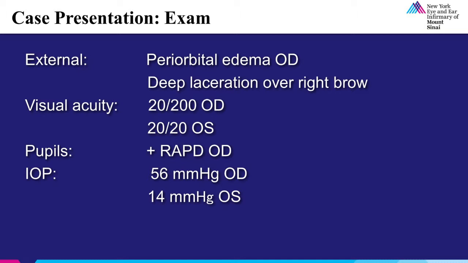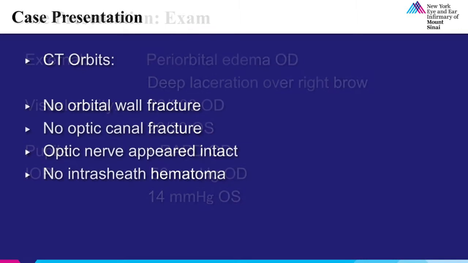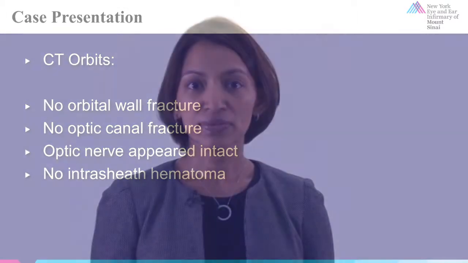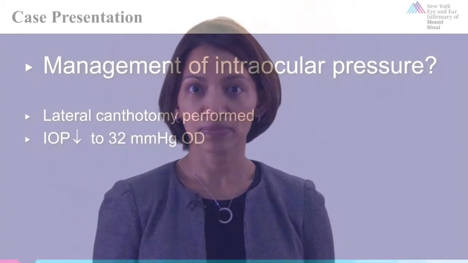His intraocular pressures were 56 millimeters of mercury in the right eye and 14 millimeters of mercury in the left eye. Initially, a CAT scan of the orbits was performed, which revealed no orbital wall or optic canal fracture. In addition, the right orbit appeared to be normal with no retroorbital hemorrhage or sheath hematoma. The optic nerve appeared normal as well. Given the normal CT findings, initially it was unclear as to the etiology of the patient's visual loss.